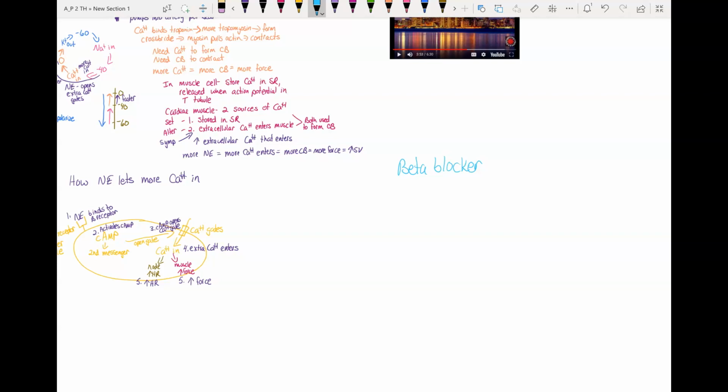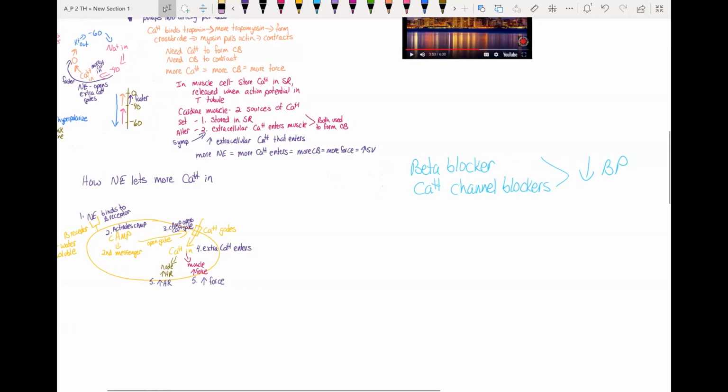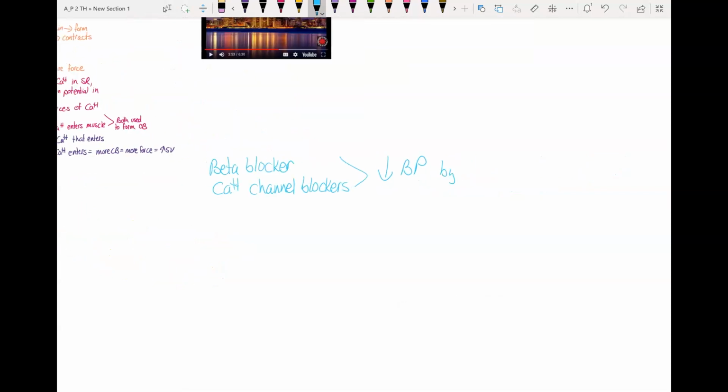Beta blockers and calcium channel blockers are both drugs that are used to reduce blood pressure. And the way they reduce blood pressure, your blood pressure is related to your heart rate and your stroke volume. So if you can reduce heart rate and stroke volume, you will reduce blood pressure. So they reduce blood pressure by reducing heart rate and stroke volume. Well, you can do that by blocking the extra calcium that norepinephrine causes.